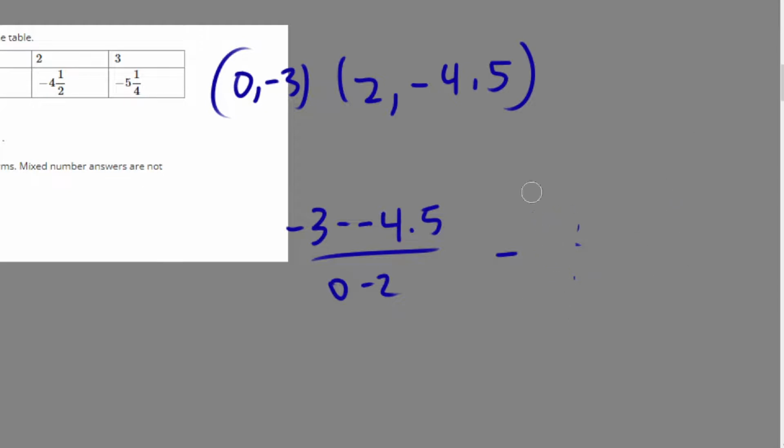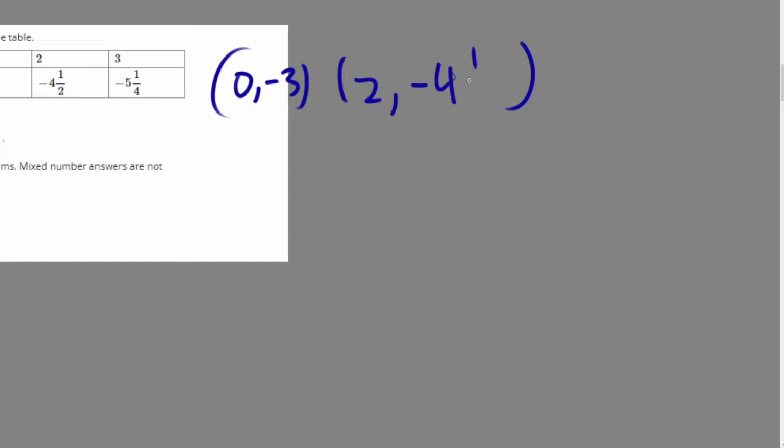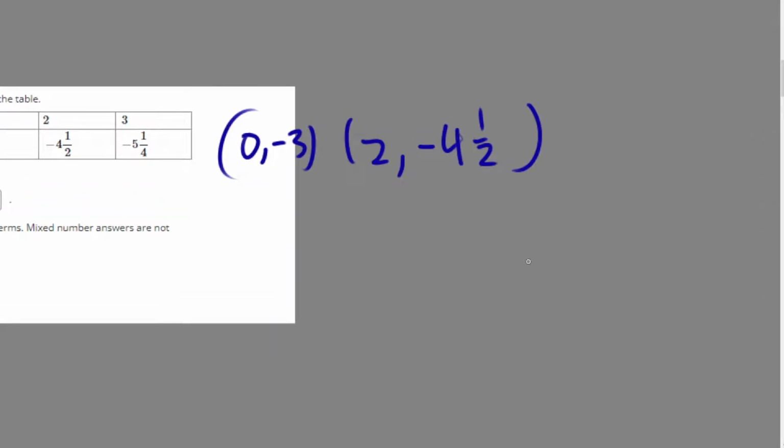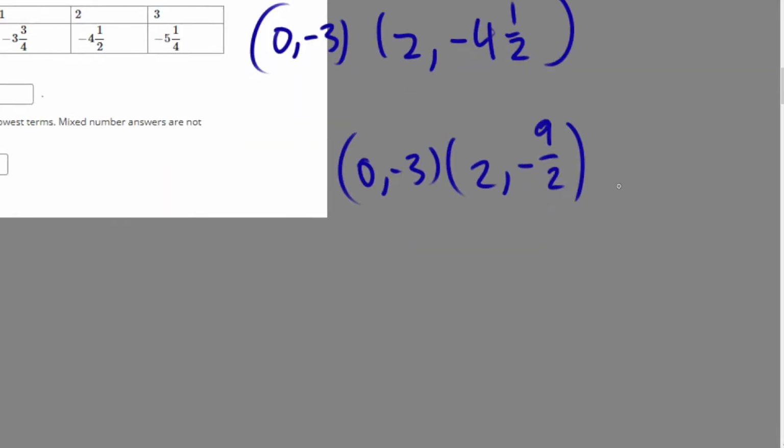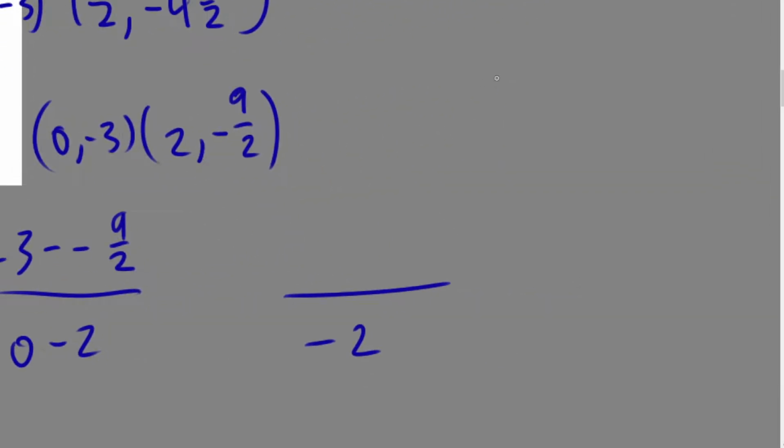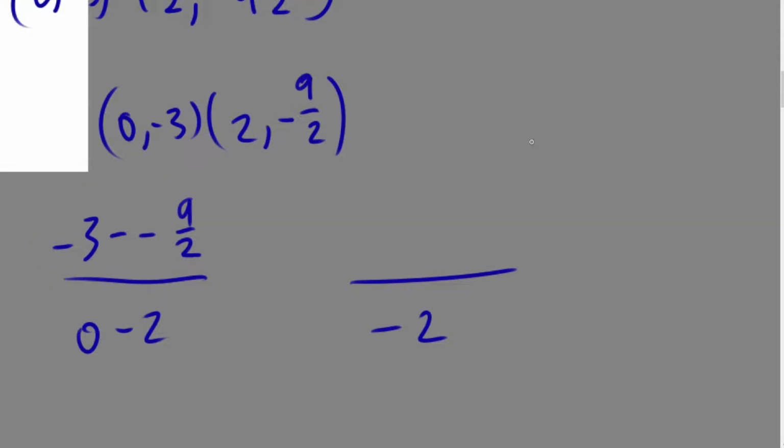I'm actually not going to do decimal form. We're going to restart with 4.5. So we can change this into an improper fraction by multiplying 4 by 2 and adding that result to 1. So 0 comma negative 3, 2 comma negative 9 over 2. Now we have negative 3 minus negative 9 over 2 over 0 minus 2. We know the bottom is going to be negative 2. When we're adding and subtracting fractions, what we need to do is make both of them have the same denominator.